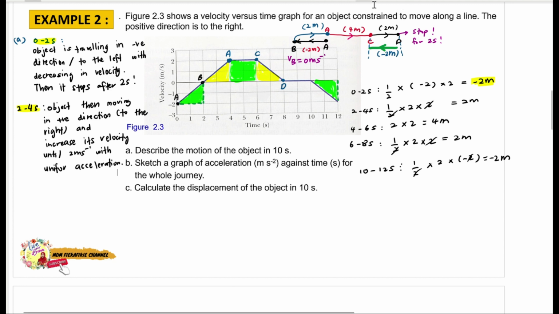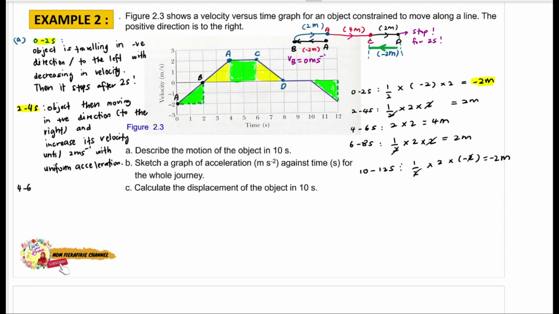For the earlier part, we can say the object experiences uniform deceleration. Why uniform deceleration? Because its V is decreasing, 2, 1, 0, while this one is increasing, 0, 1, 2. From the gradient of the graph, you can calculate its acceleration. So this one is uniform acceleration, this one is uniform deceleration, so they are different.